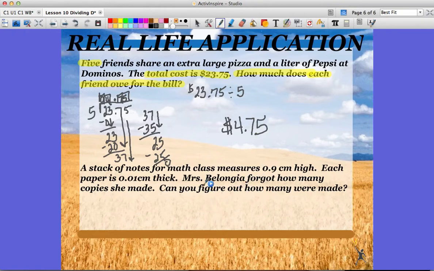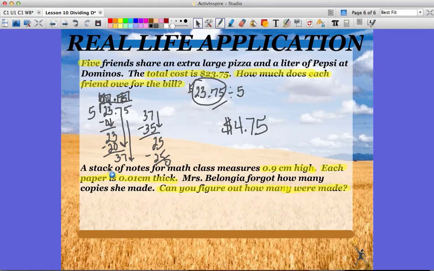You can always check your answer by going back and multiplying and saying, okay, well, if each person pays $4.75 times the 5 people that are paying, you should come up with that total cost. Okay, again, read this problem and pause, and when you come back, we'll check to make sure that you have the correct information highlighted, and then we'll go on from there.